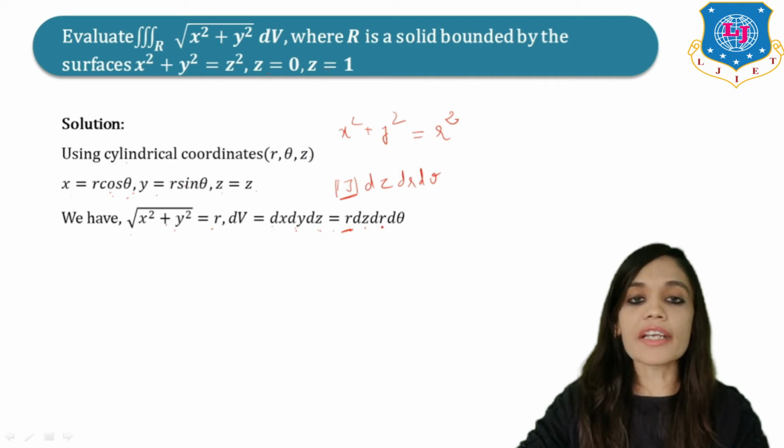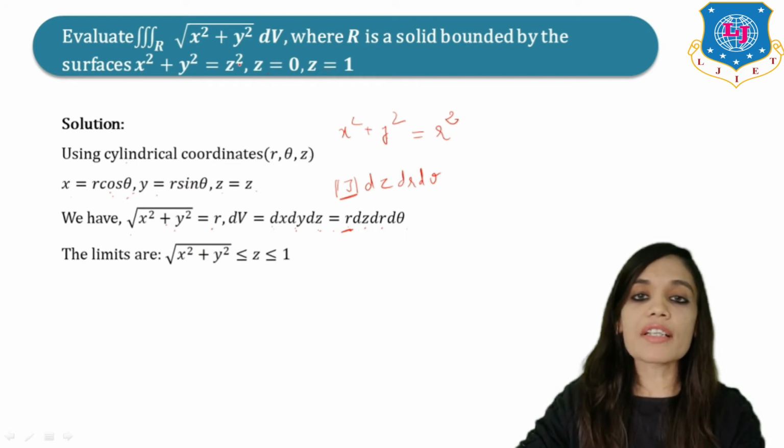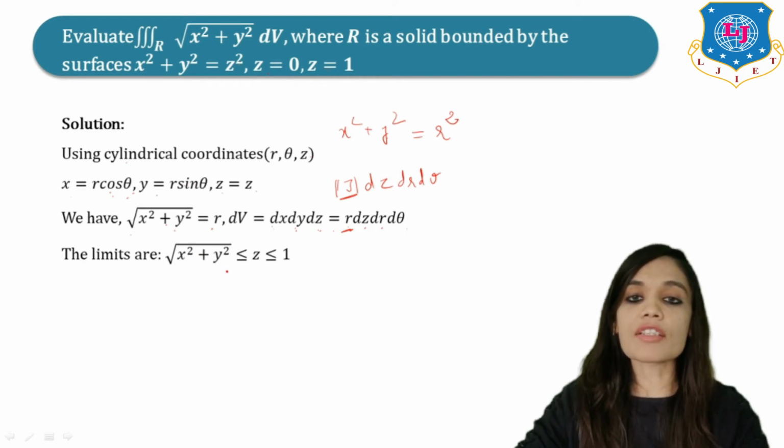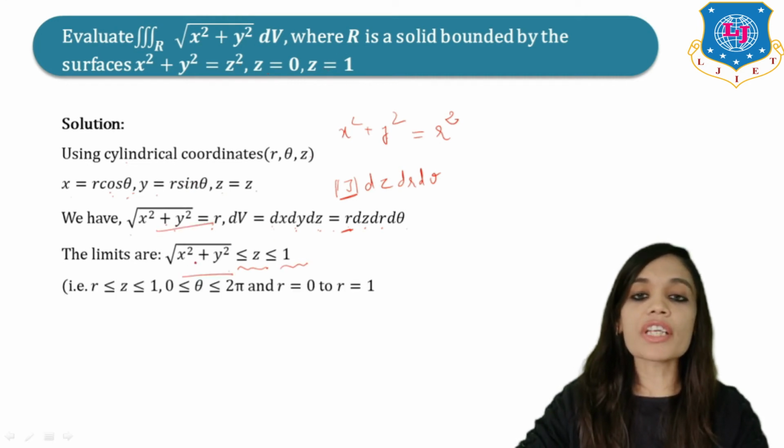R, dz, dr, d theta. Okay, so now let us find the limits. From this we can say that square root of x square plus y square will be less or equal to z, right? Now z is less or equal to 1, right? So from this and this we can say that our limits of z is from r to 1.